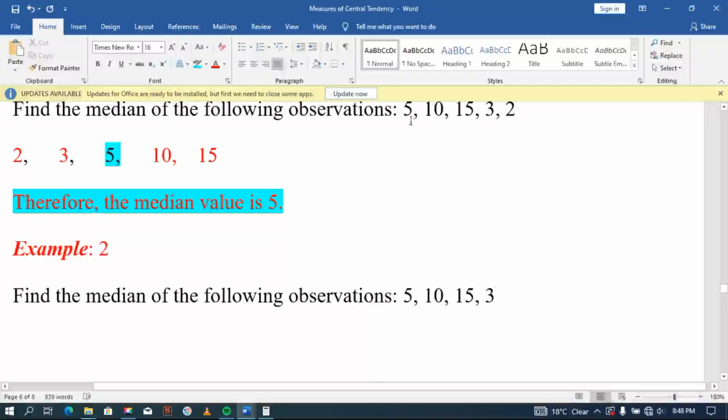Now, what happens if you had to find the median of these observations? Of course, the criteria still remains the same. We have to arrange them in ascending order, and then identify the value or the values that appear in the middle. Then from there, the median would be an average of those values that do appear in the middle. So let's try to solve this.